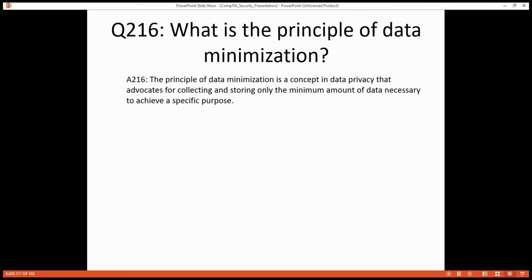Q216. What is the principle of data minimization? A216. The principle of data minimization is a concept in data privacy that advocates for collecting and storing only the minimum amount of data necessary to achieve a specific purpose.